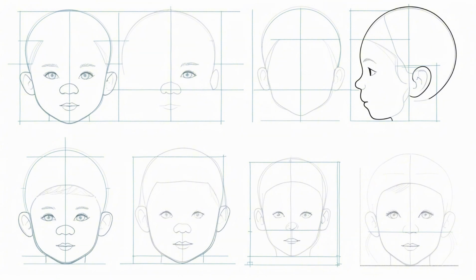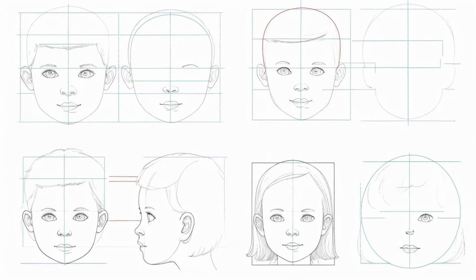To accurately place the facial features, use horizontal guidelines to divide the area from the brow line to the chin into 4 equal sections, as illustrated in the diagrams below. These divisions will help determine the correct positioning of the eyes, nose, and mouth.